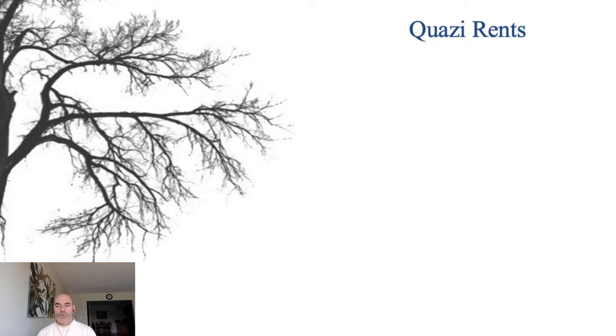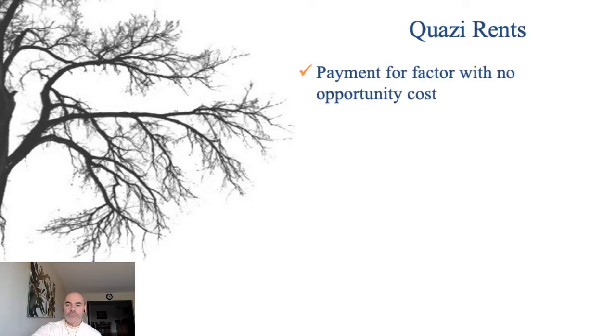The definition of quasi-rents is a payment to a factor with no opportunity cost. It's a payment for any factor with no opportunity cost. So it could be a revenue, it could be a profit, it could be any type of payment as long as it has no opportunity cost. So let's go through some examples, and that would be helpful to illustrate quasi-rents.